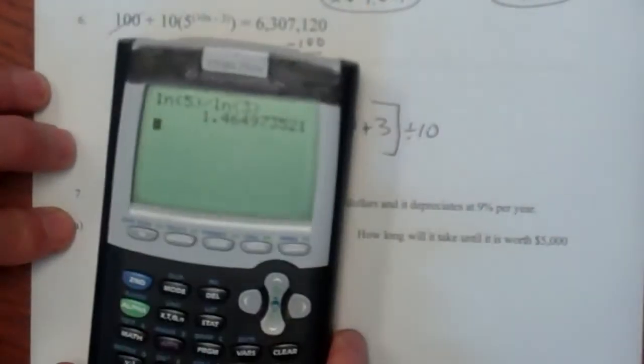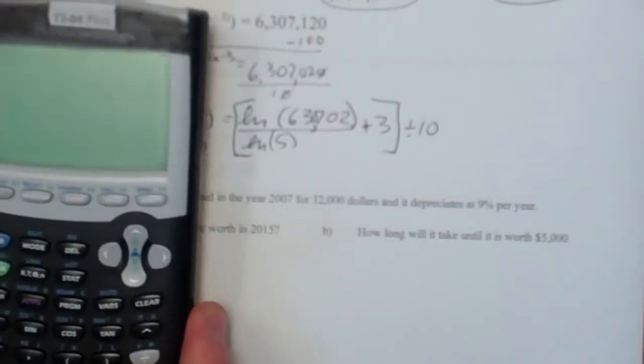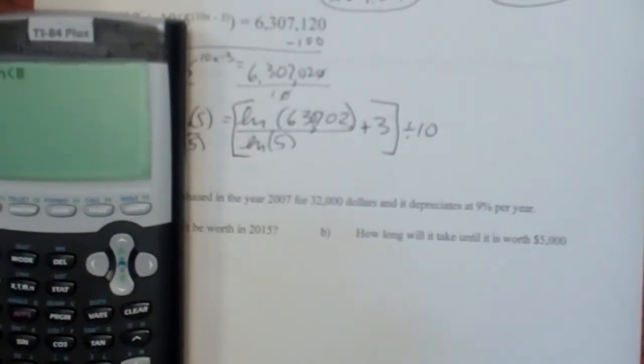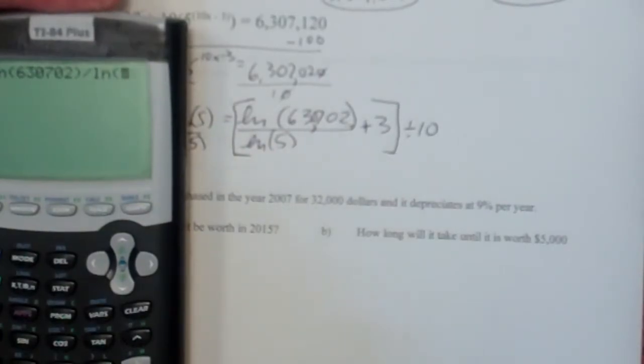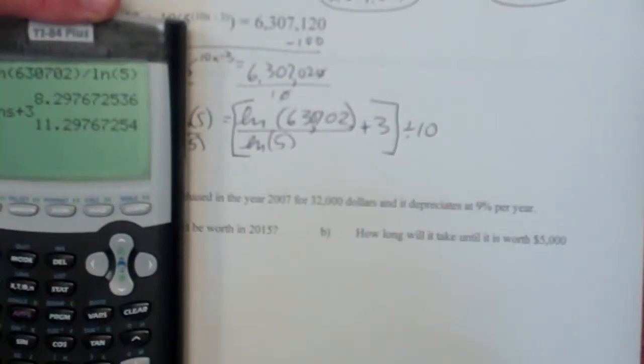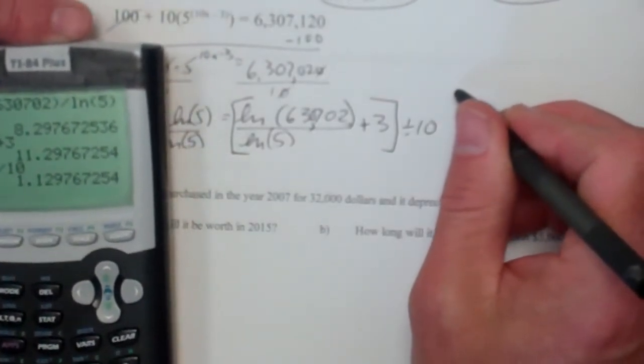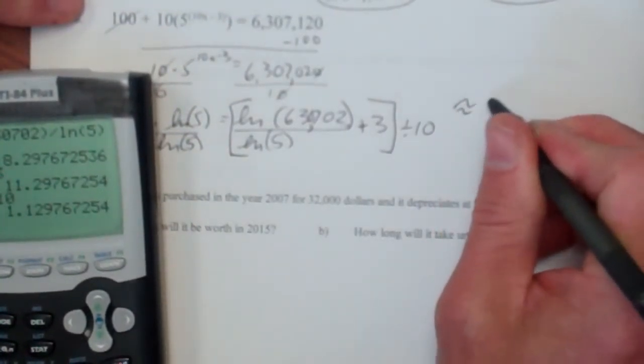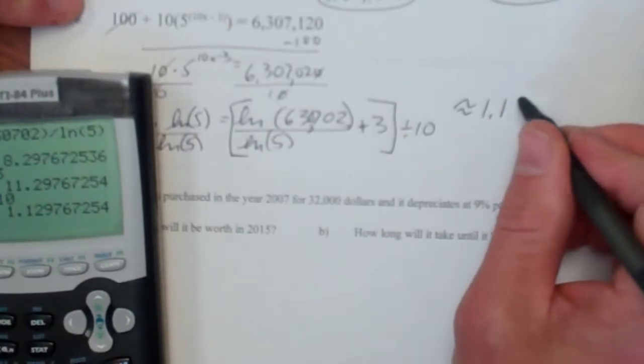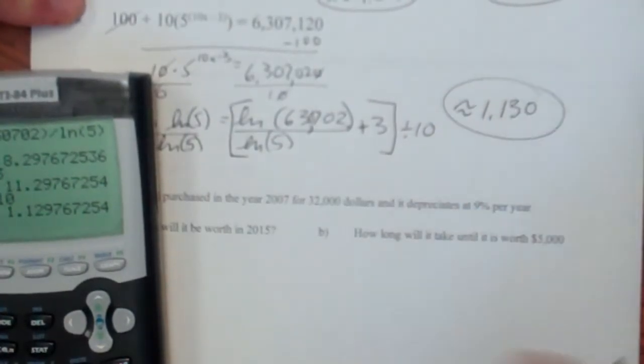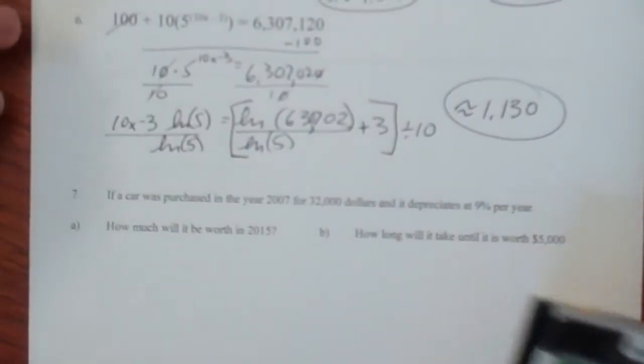Okay, and so crunching out those numbers, ln 637.02 close parentheses divided by ln of 5. That gives me an answer that I'm going to add 3 to, and then I'm going to divide by 10, and I get, this is approximately equal to 1.130. Alright, and the beauty of this is I can always plug that in and try it on my calculator if I have time.